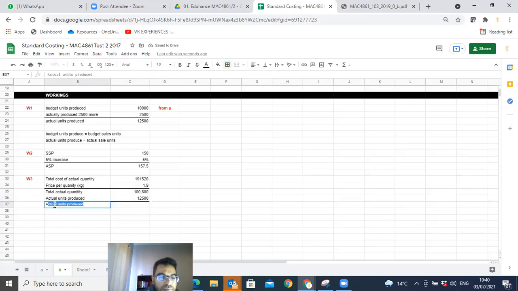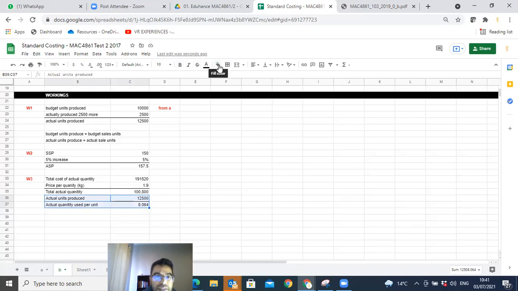So actual quantity used per unit. As you can see, we budgeted to use 8 kgs, but we used 8.064. So we used more than was budgeted for. So the answer we expect above is unfavorable. So you didn't need to do this. I just wanted to show you.